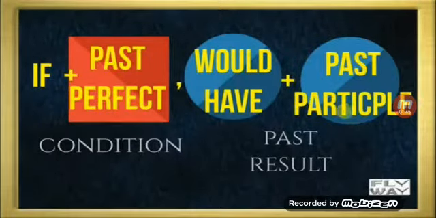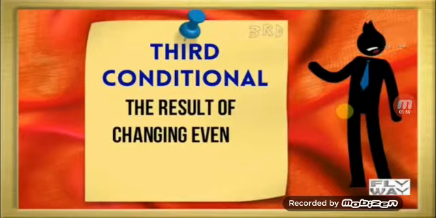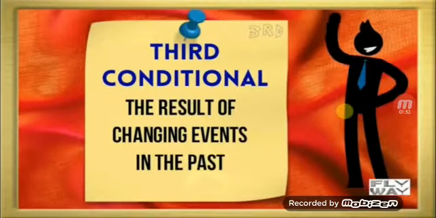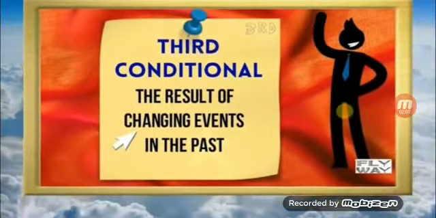Let's see some examples of the form. How can we use it? We use this third conditional when we are going to talk about the result of changing events in the past. Changing events in the past, so something didn't happen and we imagine that it happened.